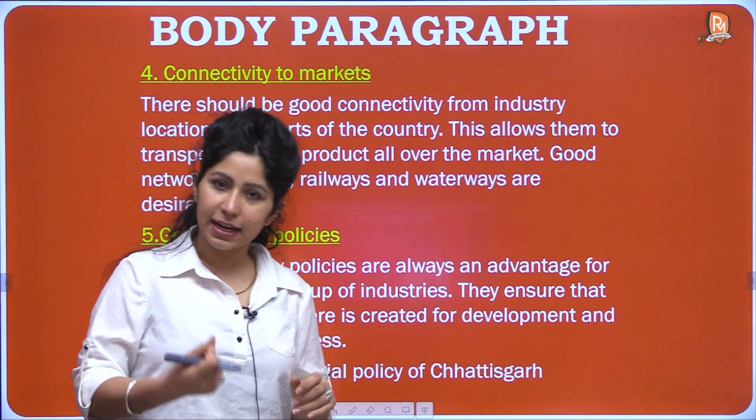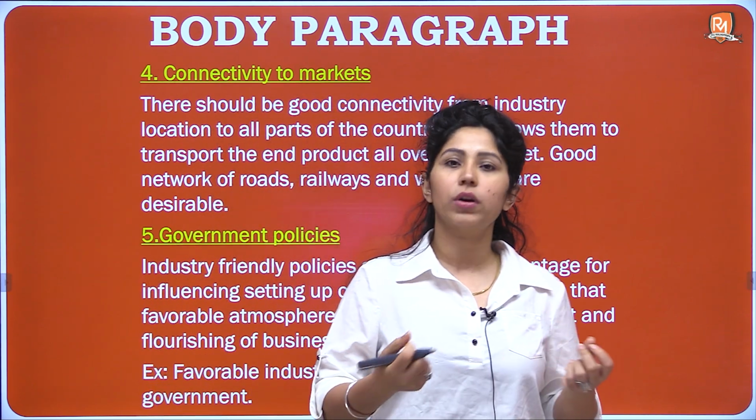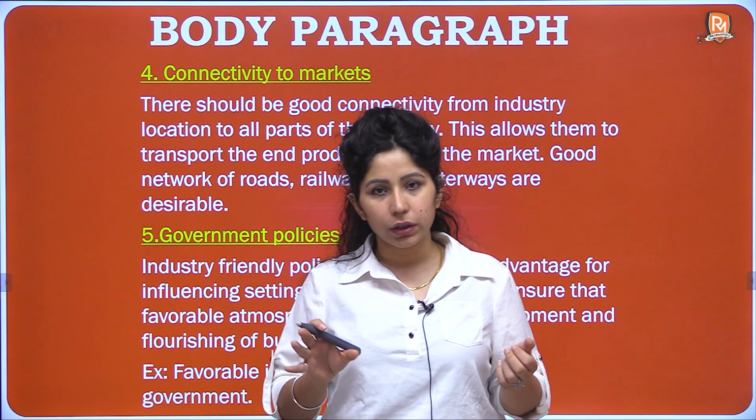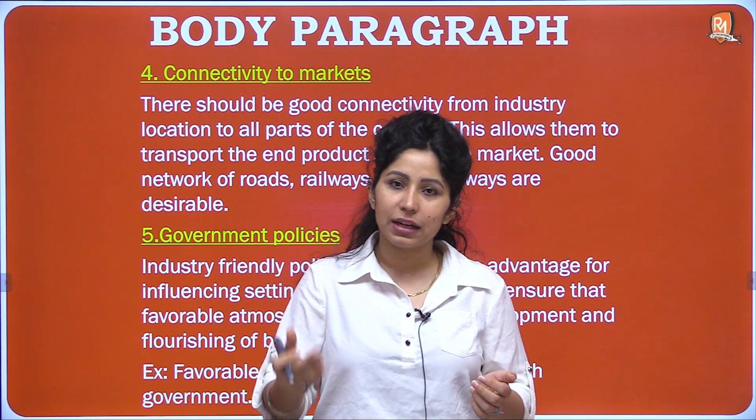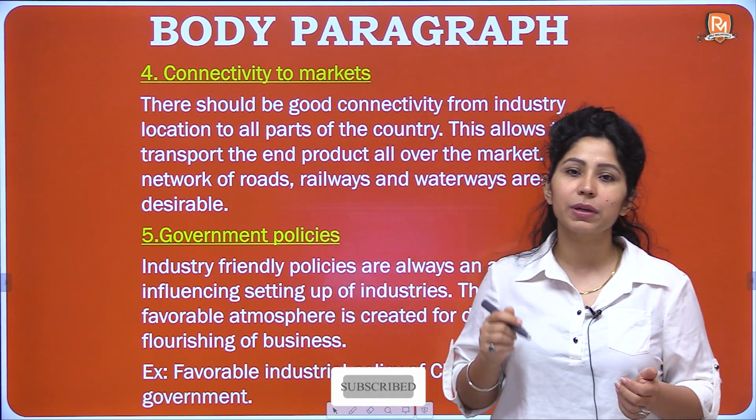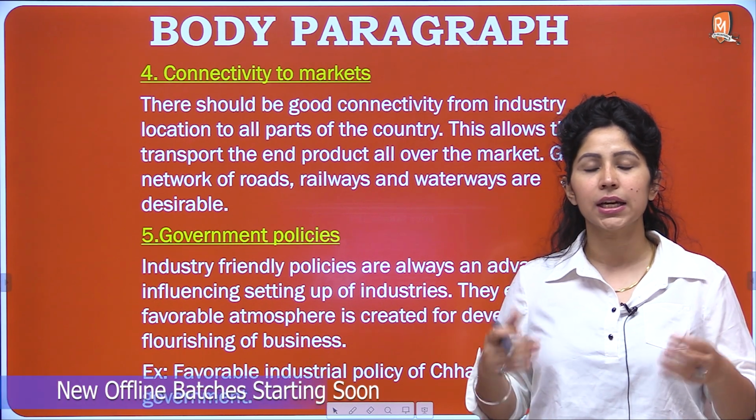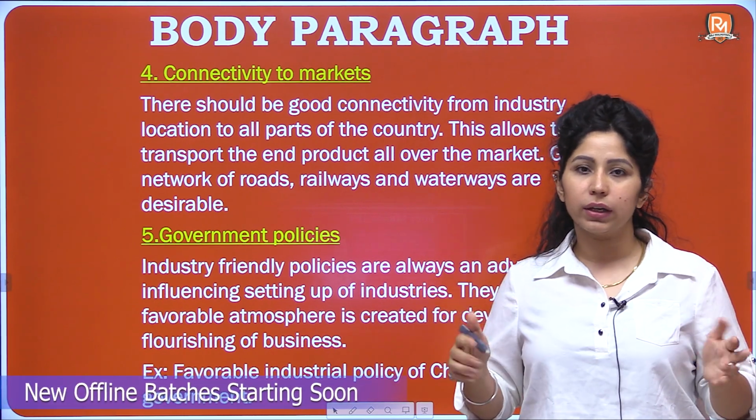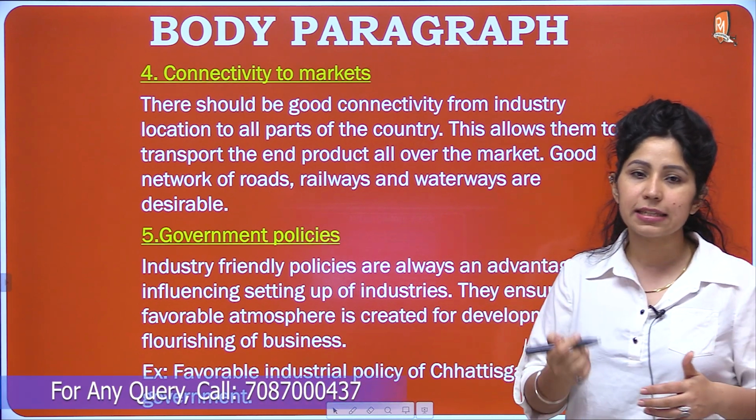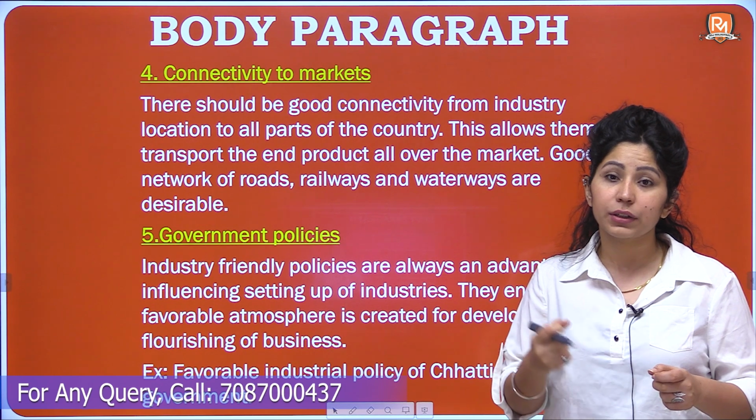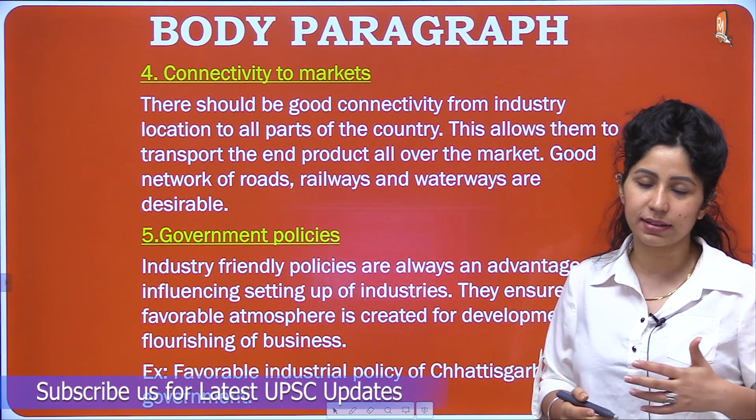The fourth one is connectivity to markets. The first thing that we discussed was that if you have to export the finished metal, you need seaports available, but connectivity to domestic markets or international markets also has to be there. There should be good connectivity from the industry location to all parts of the country, so that goods can be sent to the markets and sold there. This allows them to transport the end product all over the market. A good network of roads, railways and waterways is desirable.